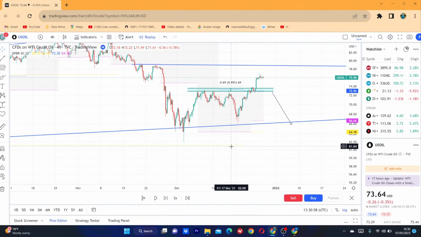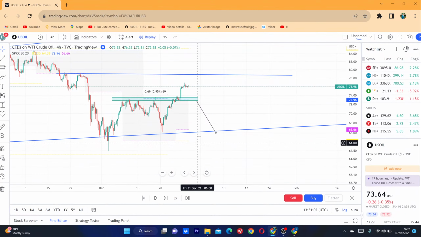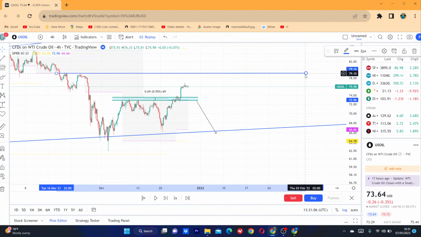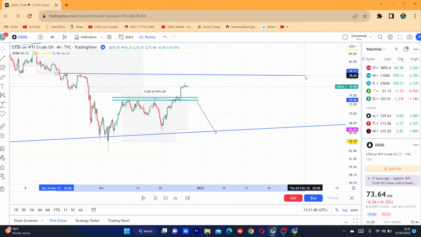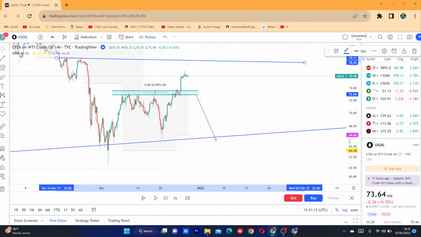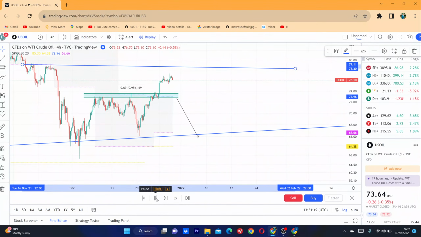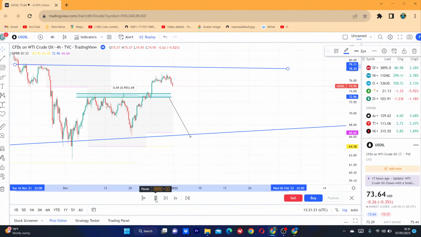Yeah, so let's talk about this one. Let's see whether it's just going to break this area again. Let's see whether it's going to break that area. Let's see what the market will do in that area. Let's play and see what the market will do.